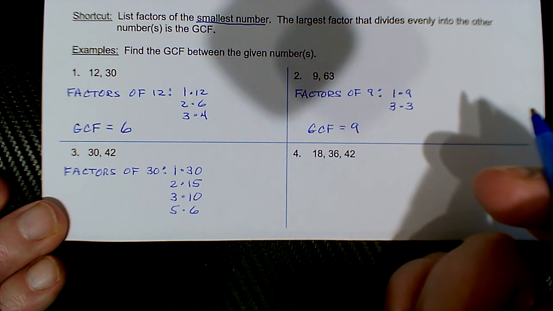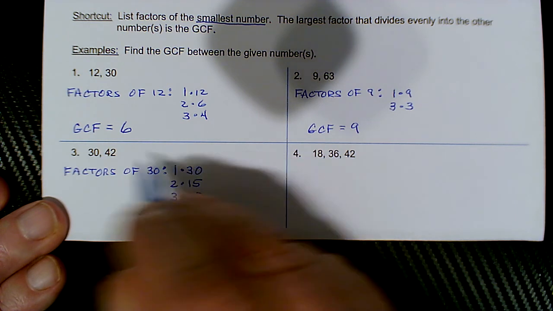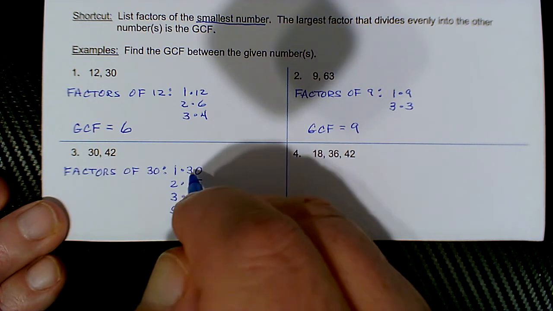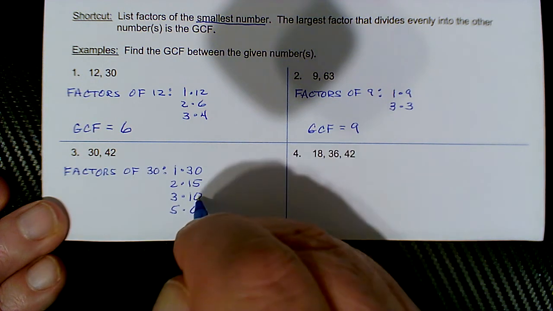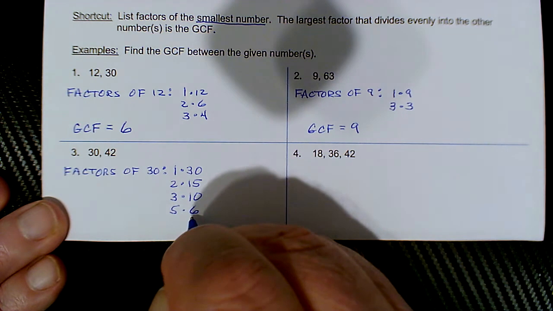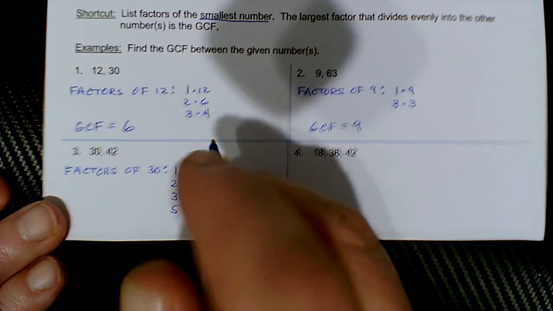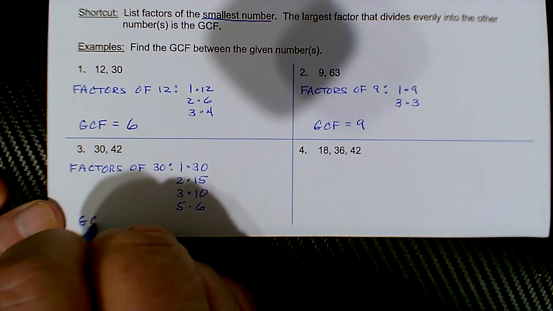And so we start with the larger. Does 30 divide into 42 evenly? Nope. Does 15 divide into 42 evenly? No. Does 10 divide into 42 evenly? No. Does 6 divide into 42 evenly? Yes. 6 times 7 is 42. So the greatest common factor is 6 again.